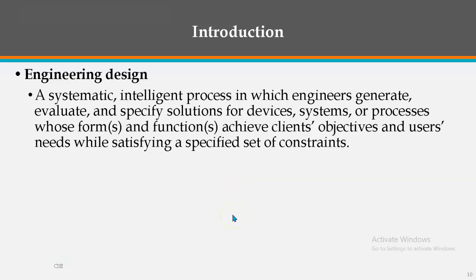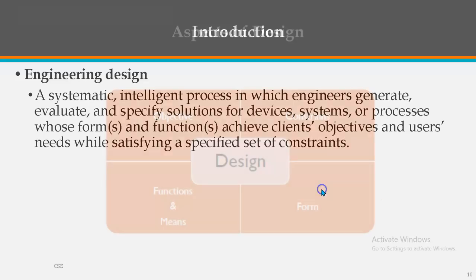What is an engineering design? An engineering design is a systematic and intelligent process in which engineers generate, evaluate, and specify solutions for devices, systems, or processes which should meet the client's objectives as well as satisfy a set of constraints. So, engineering design is a process by which we create designs which will help to meet the client's needs and also satisfy a set of constraints.